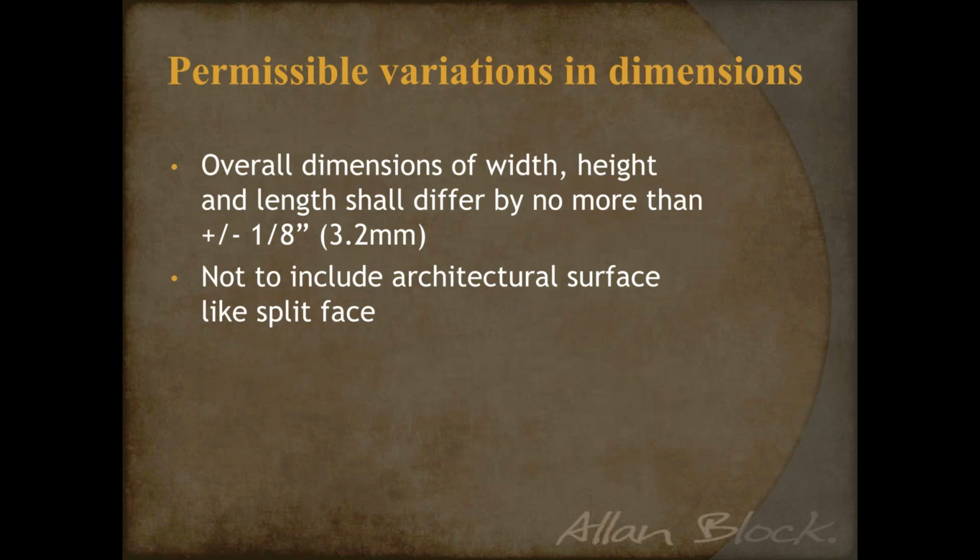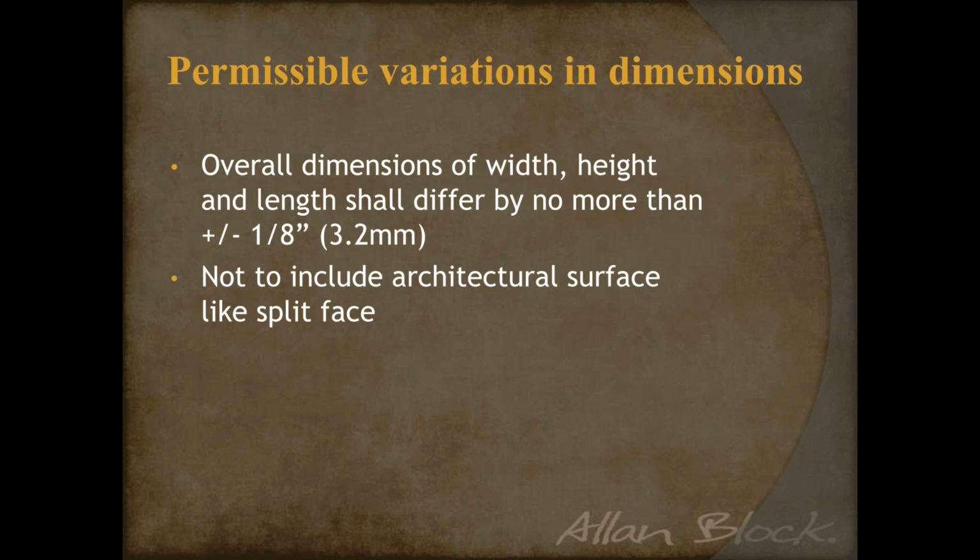Okay, so best practices, we'll touch on that a little bit more later on, but I want to jump into the next category for 1372, and that is the permissible variations in dimensions. So overall dimensions and width, height, and length shall differ by no more than 1/8 of an inch, plus or minus. And this is not including the architectural face, because again, the architectural face is a split face, hard to find an exact spot to measure from.